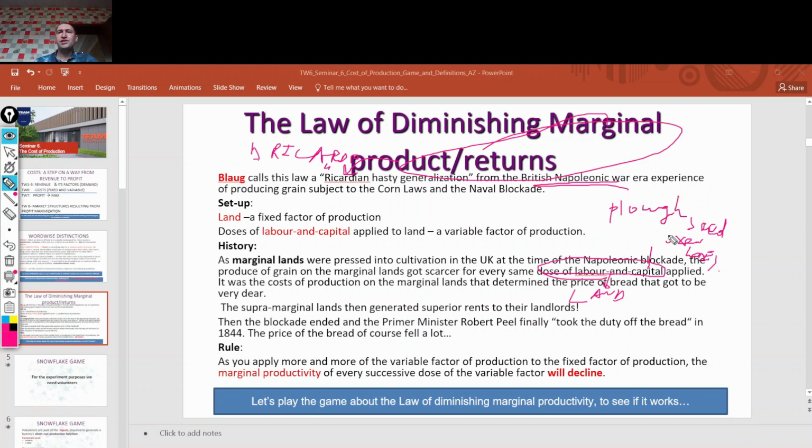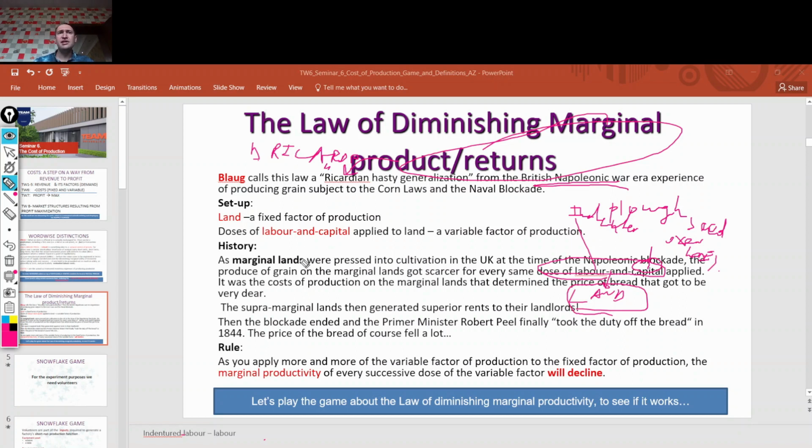The plow was the technology of the day, was your capital of the day, and the labor was mostly indentured labor, I would say, employed by farmers, right? That was your labor, the variable factor. There was enough labor, enough capital, not enough land. The land was a factor in fixed supply. In that period, the land was deficient. There was only so much fertile land in the British Islands.